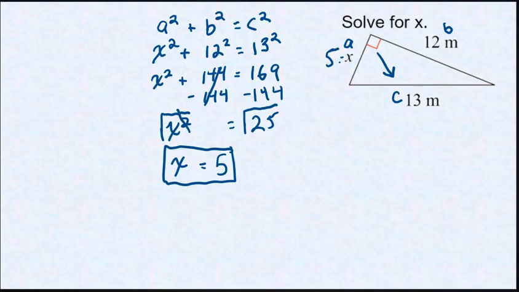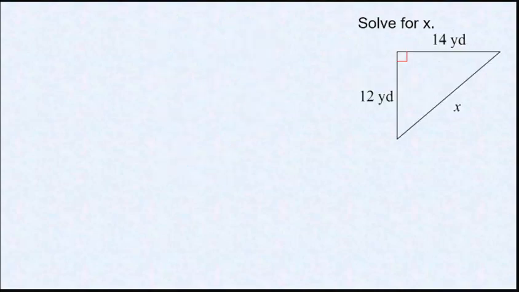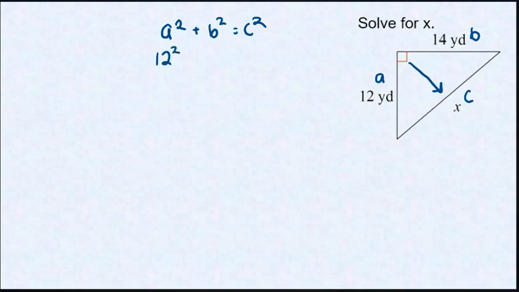Okay, let's take a look at the next example. I'm going to start all of my problems the same way, and that is by labeling C. From there, as I keep repeating, A and B really don't matter. I just need to label the legs A and B. I'm once again going to write out the Pythagorean theorem, and then I'm going to plug in my information. From there, we're going to get to work.